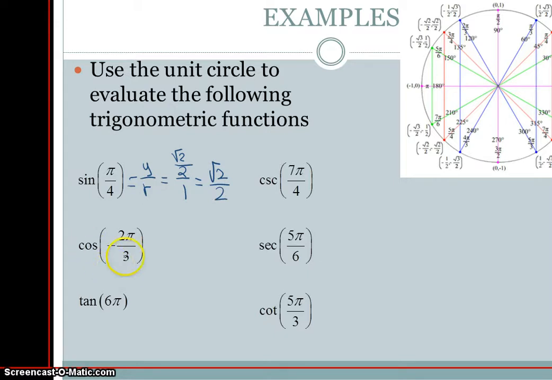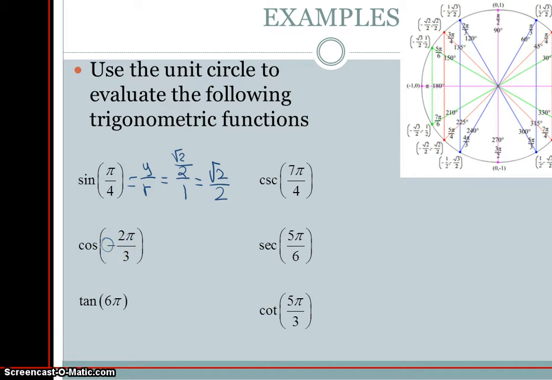Let's go ahead and look at the cosine. We need to find the cosine of negative 2 pi over 3. What we want to do is count to see where the 2 pi over 3 is. Since it's negative, remember, we're going to be going clockwise. So, negative 2 pi over 3.